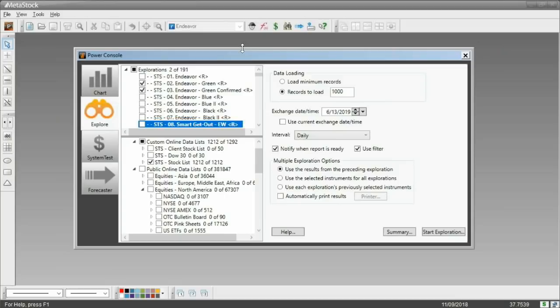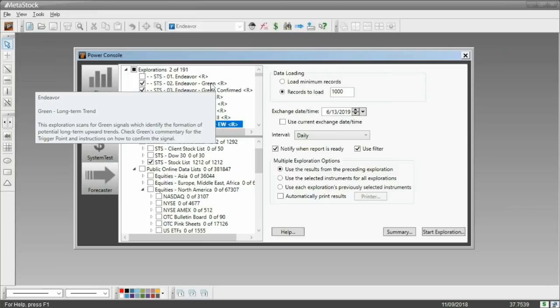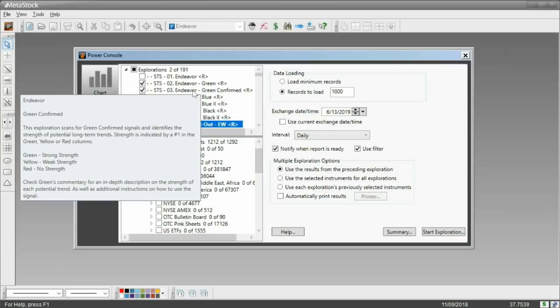They're split into two for a very important reason. Number one is when you scroll over, you're going to get an explanation of what these are. So for instance, this is our green long-term trend. This exploration scans for green signals, which identify the formation of potential long-term upward trends. This is going to be that physical green arrow. The report below it is going to be the confirmation signal, one of the green, yellow, or red threes.